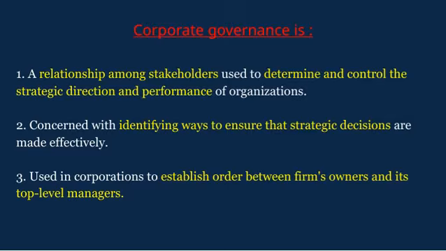Let's talk about corporate governance. Essentially, it's the relationship among all the stakeholders involved in a company. This relationship is crucial because it helps determine and control the strategic direction and overall performance of the organization. When I say stakeholders, I mean anyone with an interest in the company: owners, managers, employees, even shareholders. A key part of corporate governance is making sure that strategic decisions are made effectively. This involves establishing clear processes and structures so that choices align with the company's goals and are made in a way that benefits everyone involved.